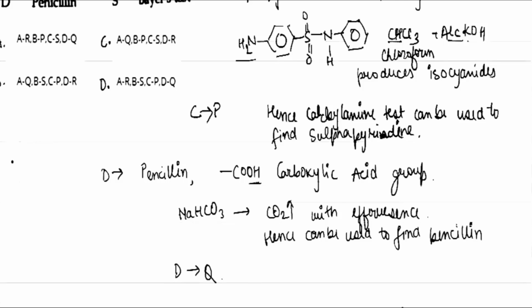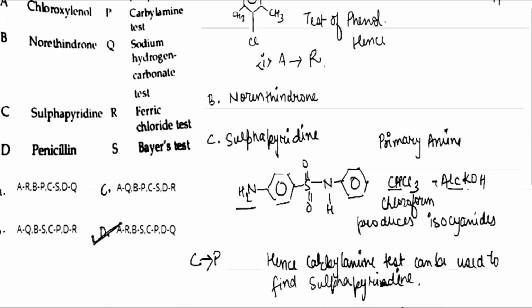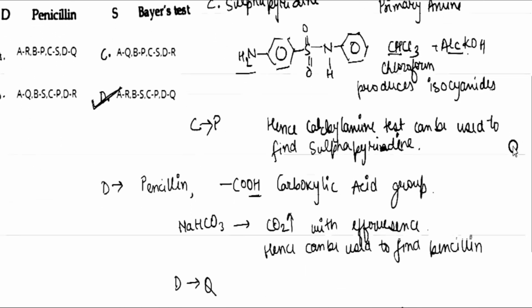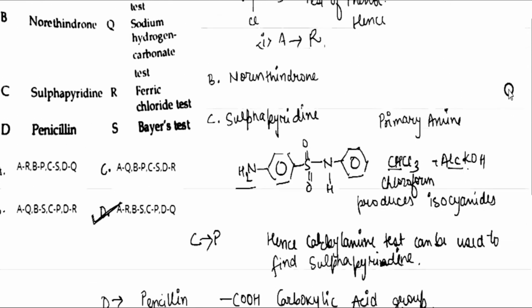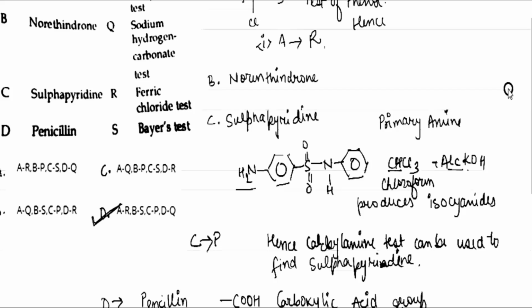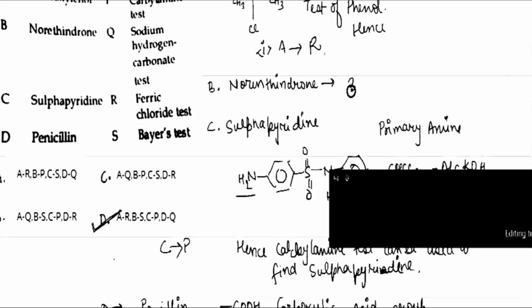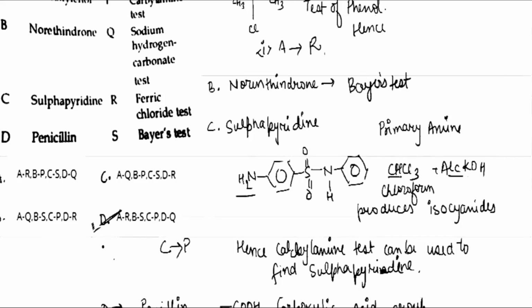So we see that D is matching with Q and C is matching with P. In option A, C is not matching with P, hence this is not the correct answer. In option D, A is matched with R, as we have already seen the ferric chloride test, C is matching with P, and D is matching with Q. So norethindrone matches with Baeyer's test. So the answer is option D.